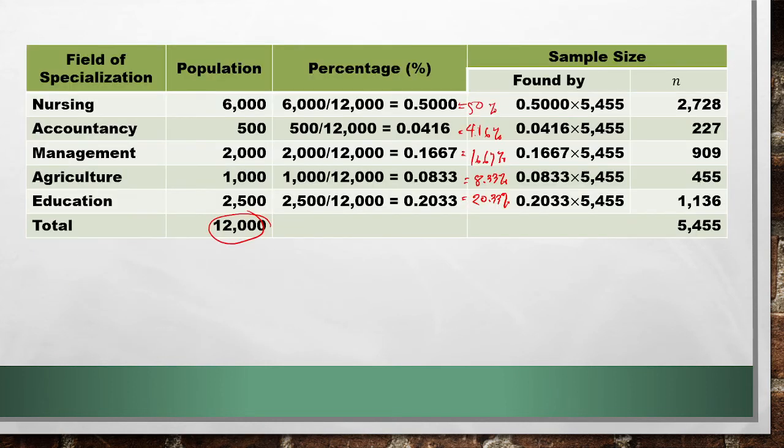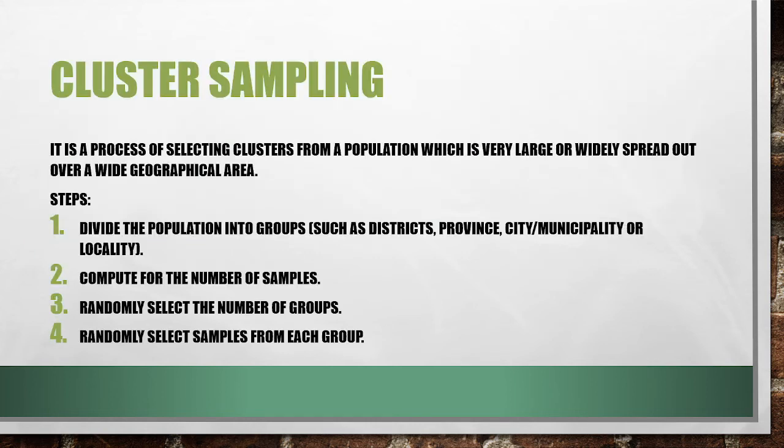So, after that, doon ka na magkakaroon ng tinatawag nating random sampling. So, it means that using any of the two, yung ating simple random sampling or systematic random sampling, you just need now to select 2,728 from the 6,000 population of nursing, and also we need to select 227 out of 500, 909 out of 2,000, 455 out of 1,000, and also 1,136 out of 2,500. So that will be your stratified samples.